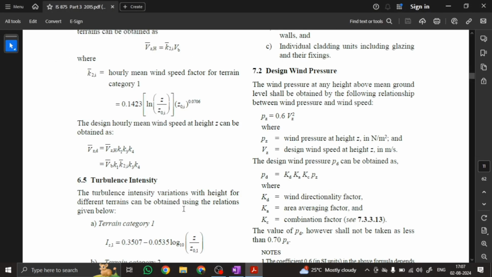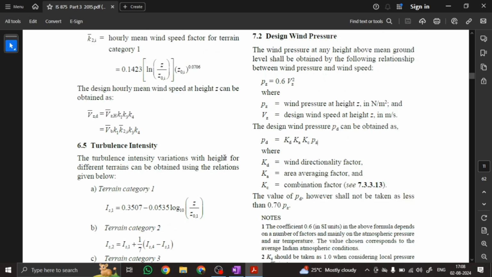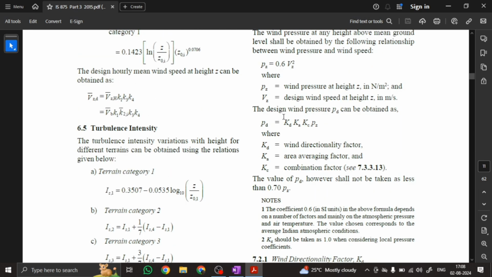Now what we have to do is calculate the design wind pressure, this PD. This is IS 875 Part 3, and the formula is present on page number 9.